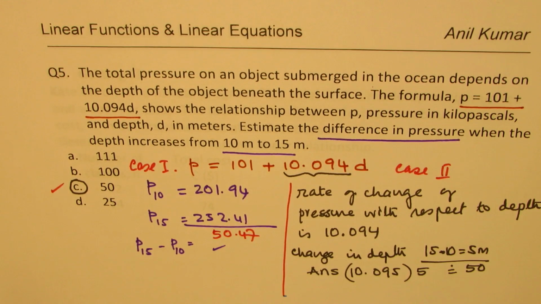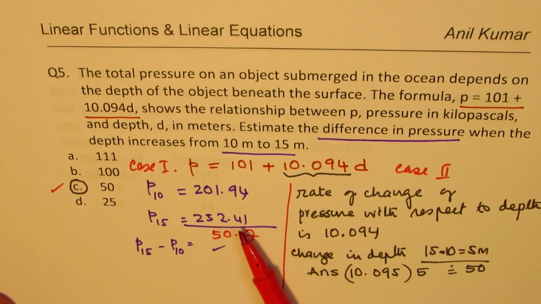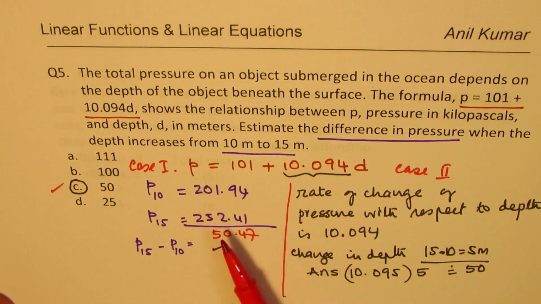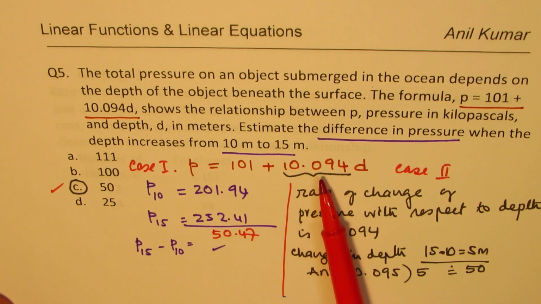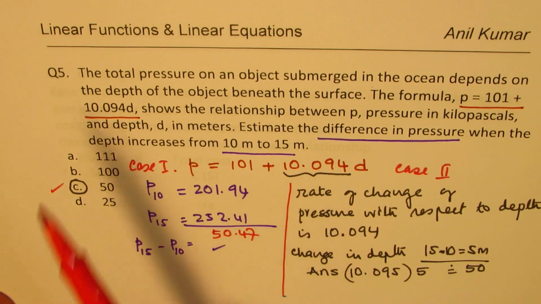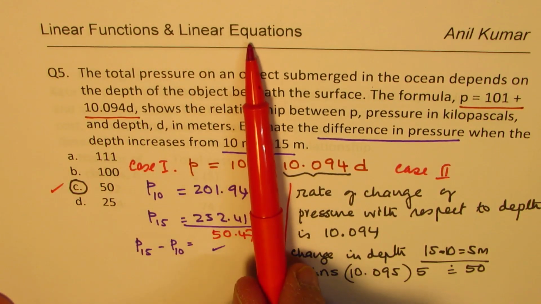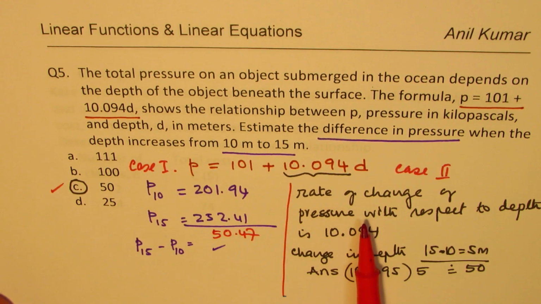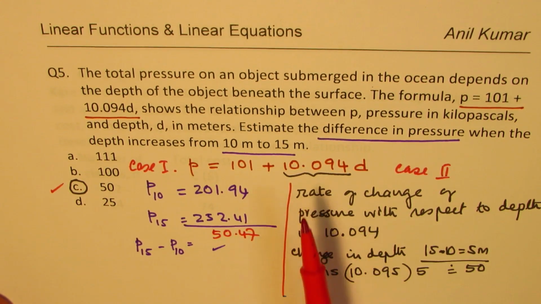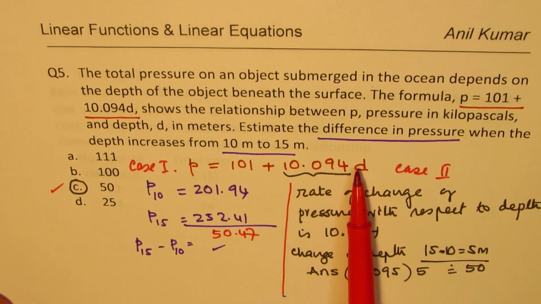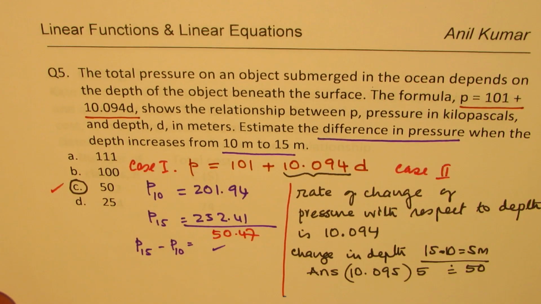So the whole concept here is many times calculator will not be allowed. Second, even if it is allowed, there is no point finding these values if you really understand what linear equations are. Since we are working on linear functions and linear equations, we expect you to have this knowledge. Perfect. So now use your knowledge to get the answers efficiently. So that is the rate of change. Multiply by change in depth and get your answer. Perfect. So that is how we are going to solve it. I hope it makes sense.